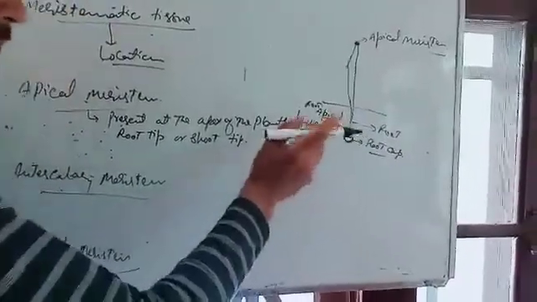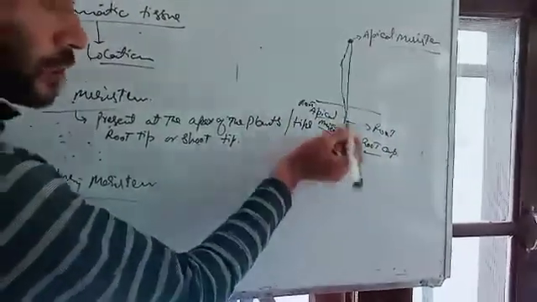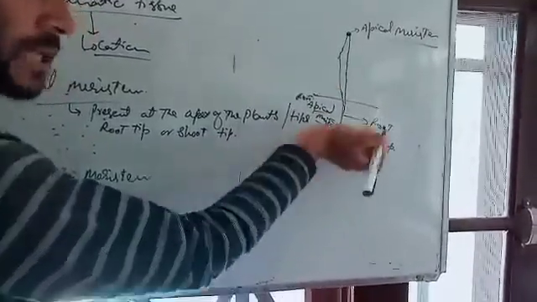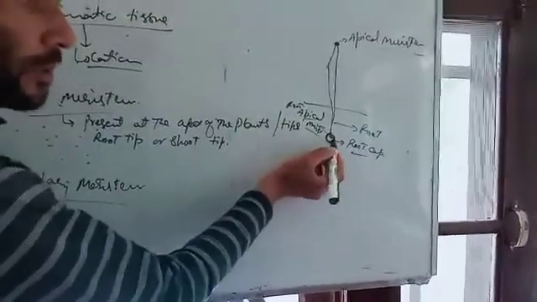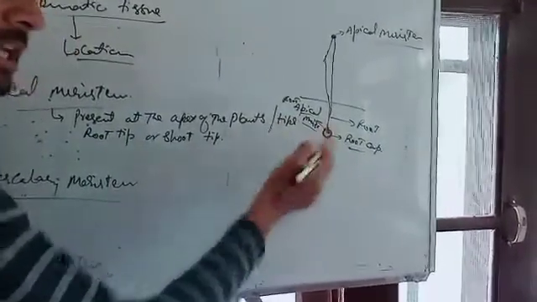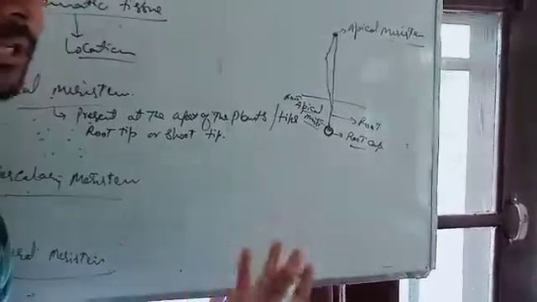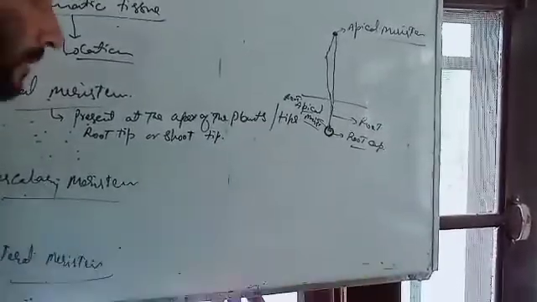I again repeat it. In roots, the apical meristem is subapical. That means it is not at the tip but below the tip. On the tip of the roots, it is the root cap, so that it is protected against the damage which may be caused by the soil.